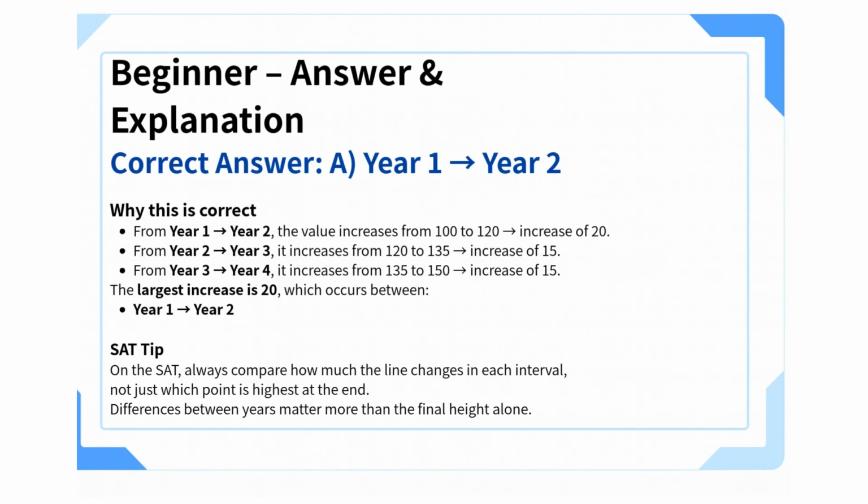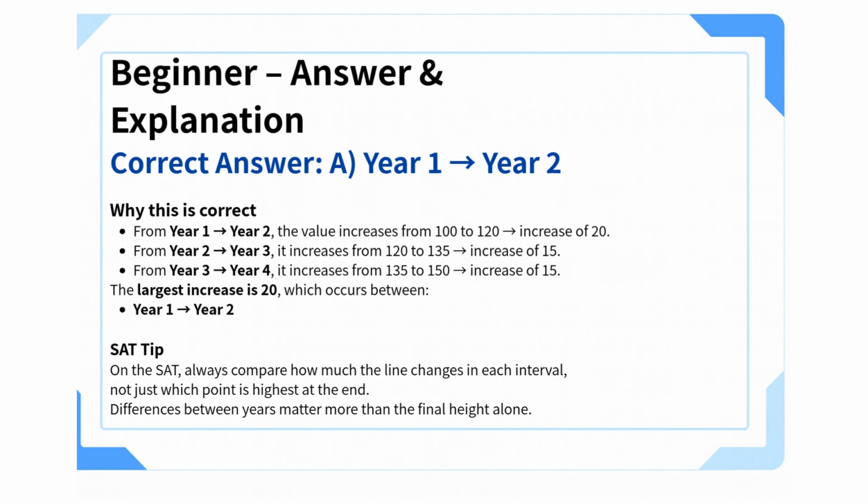Now let's walk through the answer to this beginner practice question in detail. The line graph shows the sales of product A across 4 years. The values are 100 in year 1, 120 in year 2, 135 in year 3, and 150 in year 4. To determine where the greatest increase occurs, we compare the change between each pair of years.